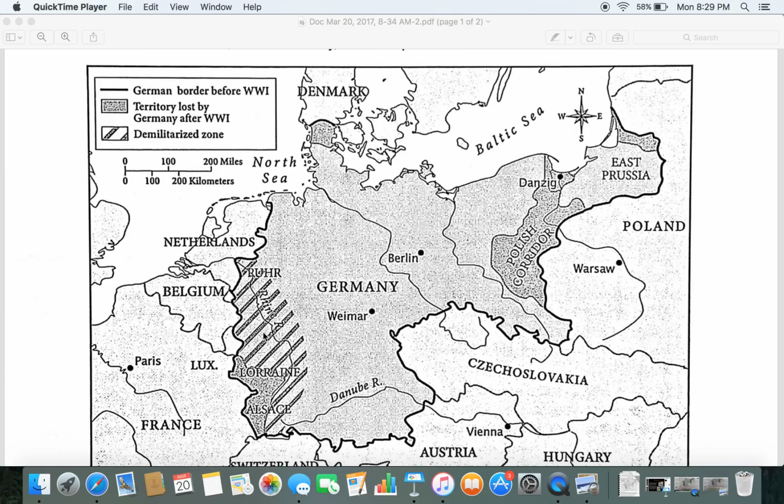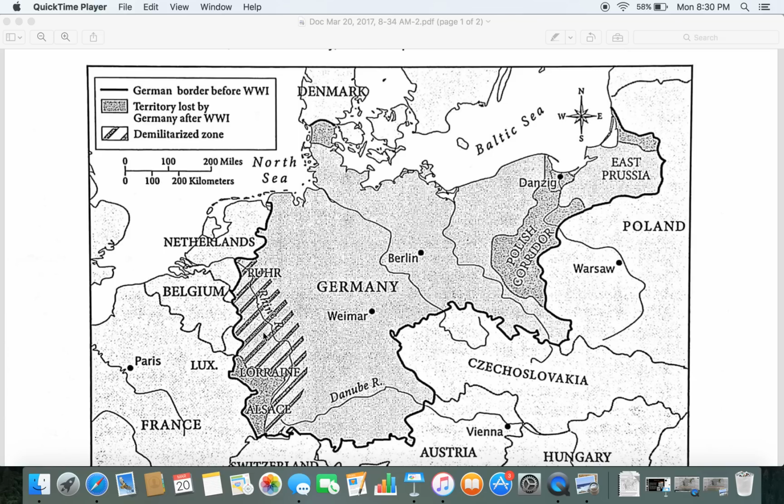Okay? The last piece of territory that I want to talk about is the Rhineland, which is those diagonal lines that you guys highlighted. And the Rhineland acts as a buffer zone between Germany and France. And Germany is not allowed to have any soldiers in the Rhineland whatsoever. And that's why it's called a demilitarized zone.